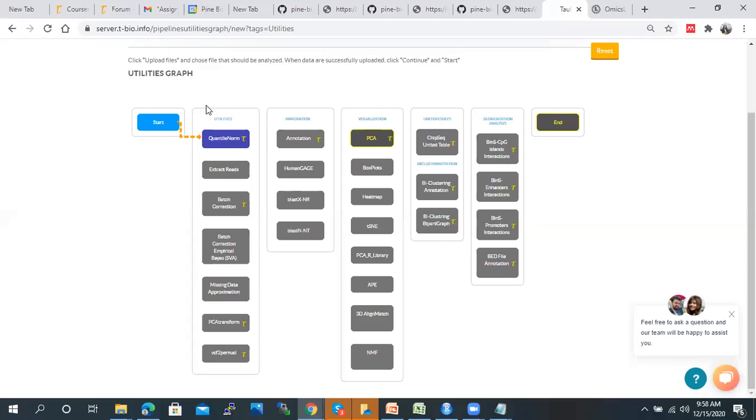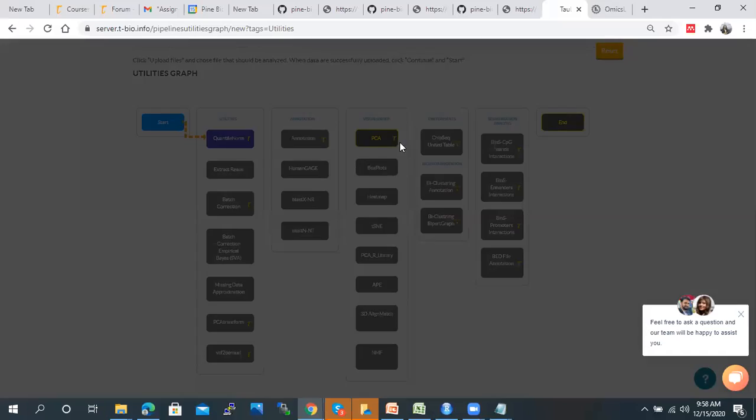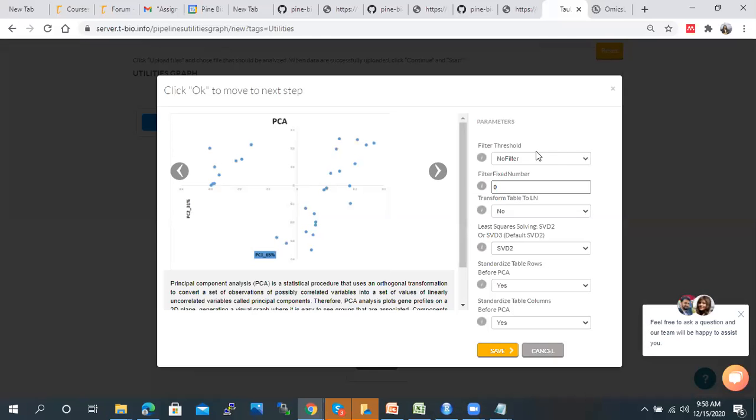Once we are able to perform the quantile normalization, the next option gets highlighted. For example, if you want to do only quantile normalization of data, you can directly end this pipeline. As here we want to visualize using the PCA, we are selecting this option. It will ask next whether you want to select a filter threshold. So I'm taking the default option.